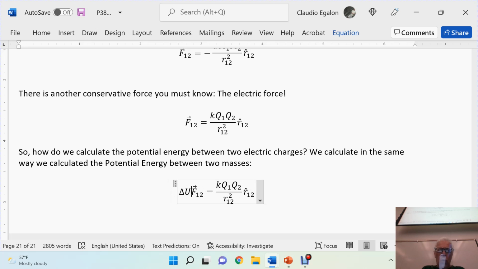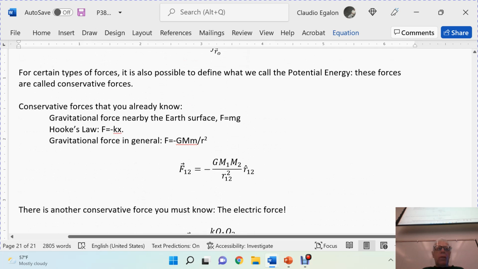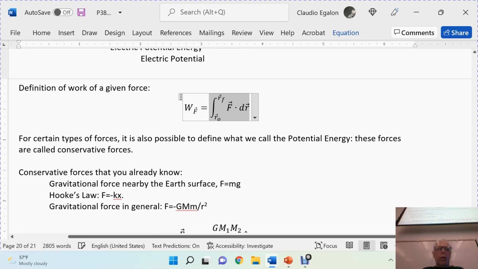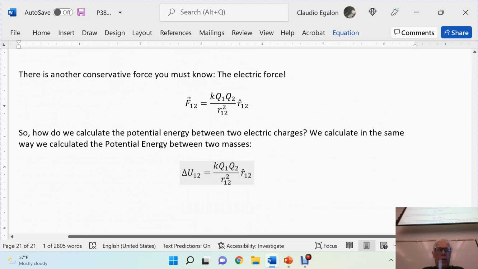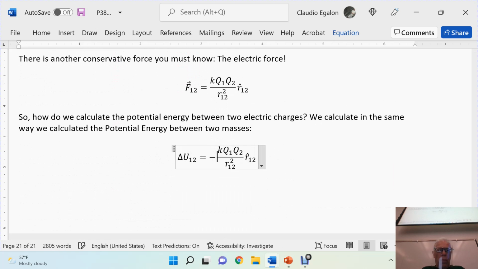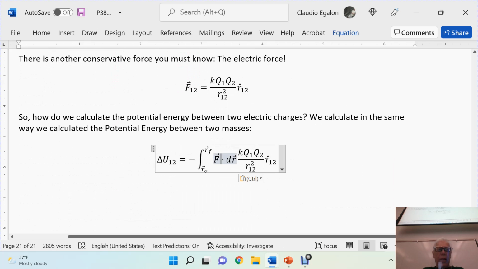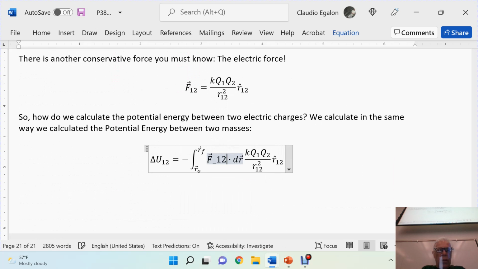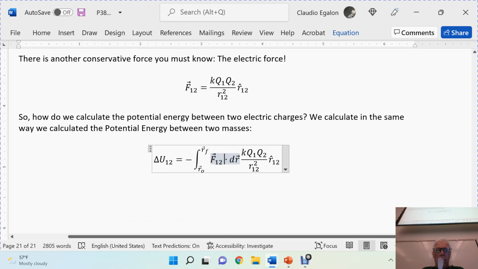Delta U between charges 1 and 2, right, is equal to minus this integral here. Let's not forget 1, 2. And by the way, this dr should also be 1, 2. I'm not gonna complicate this notation. Let's leave it this way.